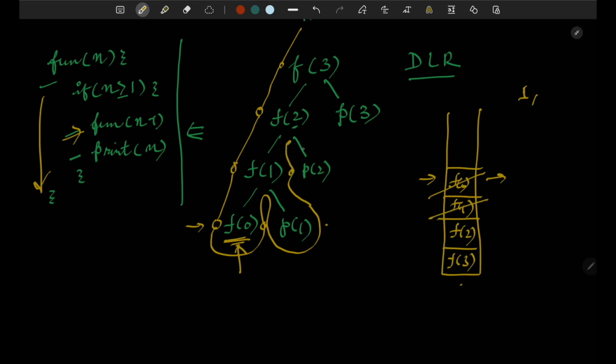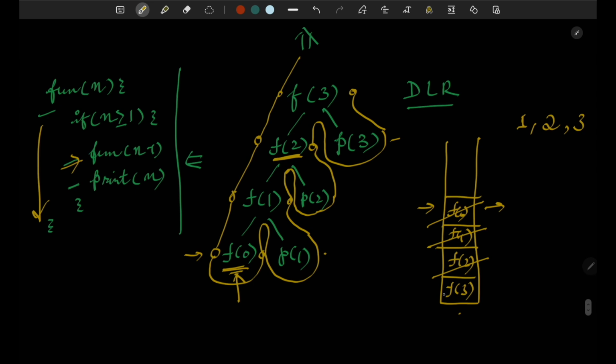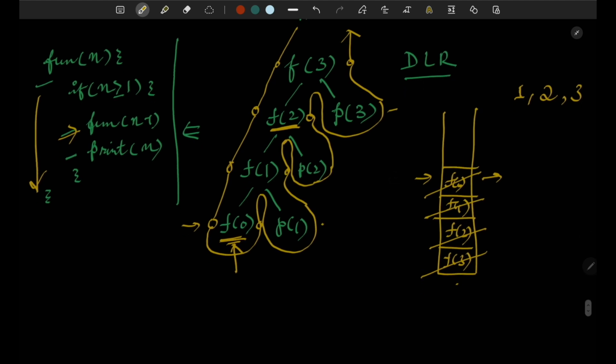I go to f2, I come to p2, which leads to printing of the value 2, and this is the last time I am going to encounter the function f2. So f2 is popped off from the stack. Likewise, we are at the point where we print the value 3, and then we come back to f3, and this is the last time we are going to encounter f3. So f3 is also popped off from the stack, and this is where our execution completes. This is where the recursion tree traversal completes.